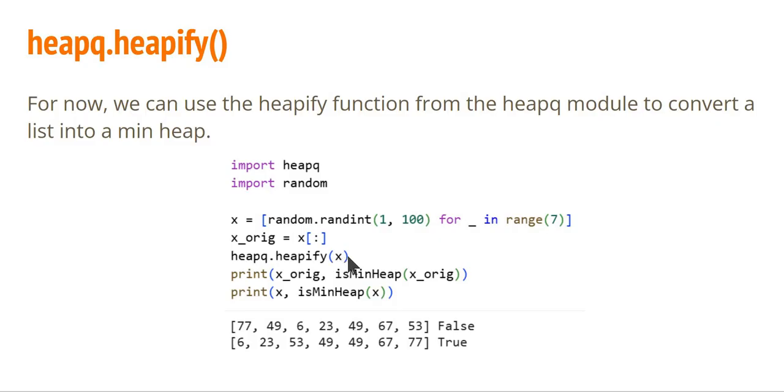The interesting thing to understand is that heapify happens in place, which means the list itself gets modified. So if you want to keep a copy of the original list, I must do a slice as we have done here. So let's see this in action.